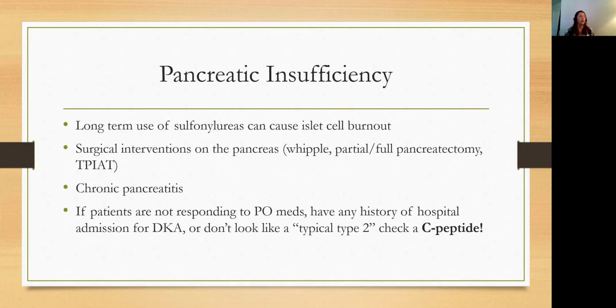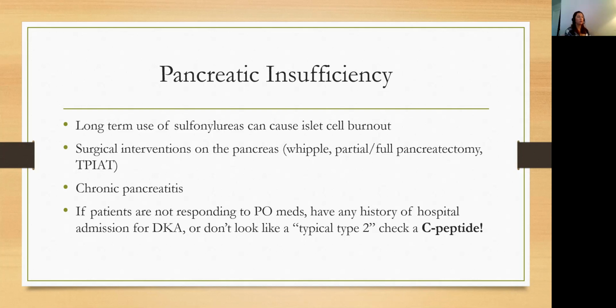And so if you have somebody that's been on a sulfonylurea for a really long time and suddenly their blood sugars are crazy out of control, they're having a lot of issues, or they get admitted to the hospital in DKA, definitely something to look into. And then patients that have had surgical interventions on the pancreas. So if they've had a Whipple surgery, if they've had a partial or a full pancreatectomy, or a TPIAT, which is an islet cell transplant.